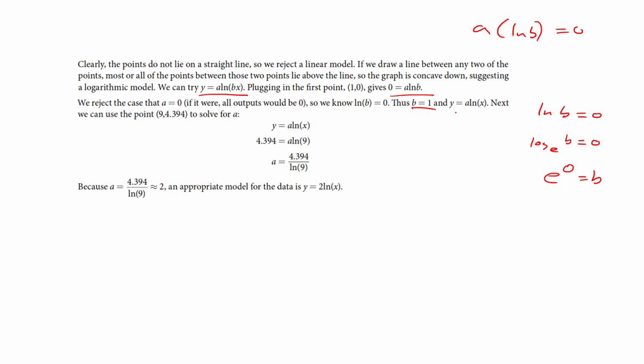So here's what I've got so far. I found that b must be 1. Now let's use another point off of the chart that they gave us to solve for a. I just plug in, as they're doing here, and I solve the value for a. That turns out to be about 2. So the logarithmic model that we think explains this situation is 2 natural log of x.